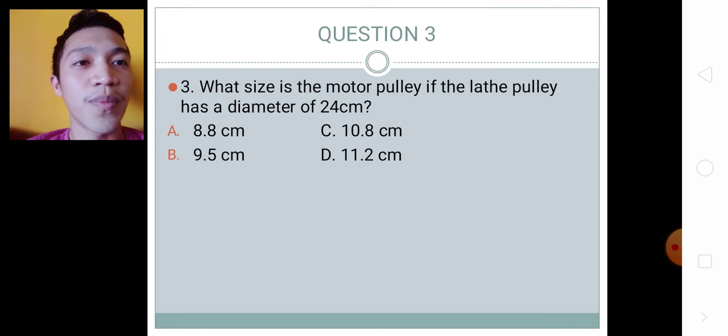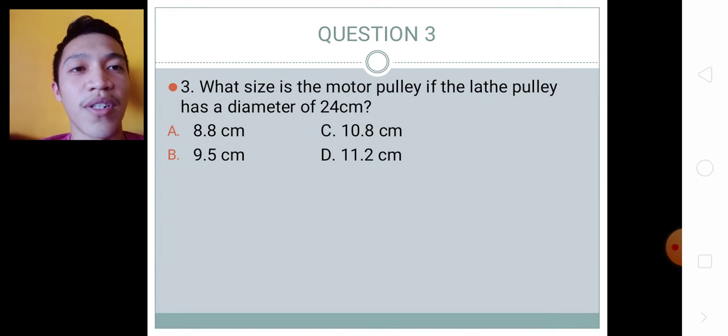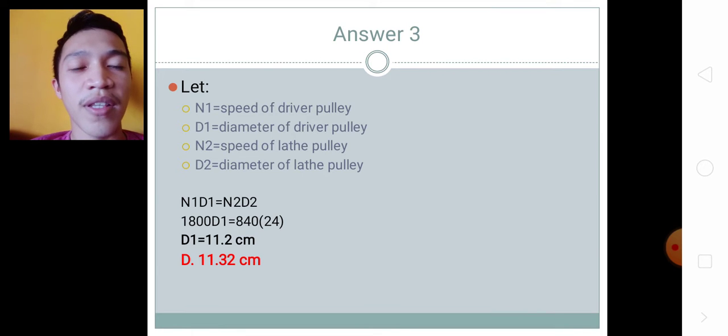Now for our question number 3. What size is the motor pulley if the lathe pulley has a diameter of 24 centimeters? We have there the choices. Now we let N1 as the speed of the driver pulley, D1 as the diameter of the driver pulley, and our N2 the speed of the lathe pulley, and D2 as the diameter of the lathe pulley.